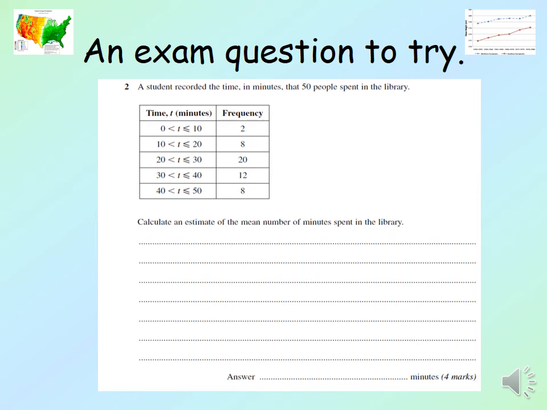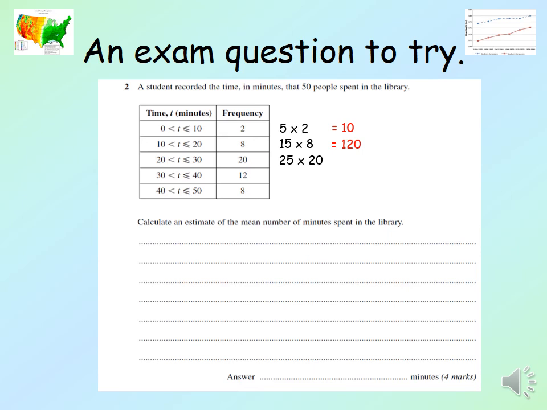Okay, viewers, I'm about to reveal the answer. So those signs mean less than or equal to. But all you do is find the midpoints between 0 and 10, 10 and 20. So we are asked to find the mean. So the midpoint is 5. 5 times 2 is 10. And for the second one, it is 15. 15 times 8 is 120.